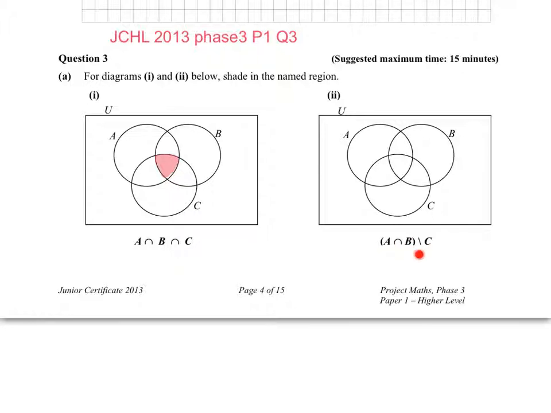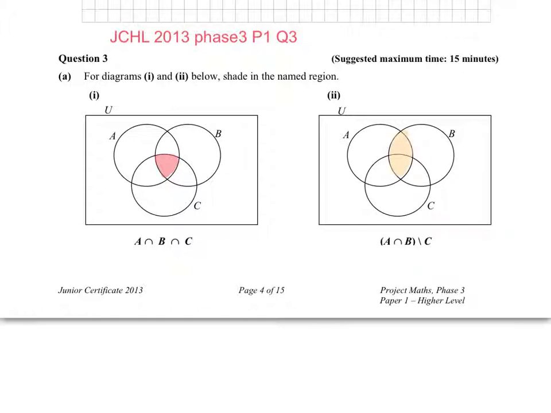For part 2, whenever you have something that's fairly complicated, where brackets are involved, you should always look at what is in the brackets first and visualize that before we worry about the rest of it. So here we have A intersection B. So where's A intersection B?